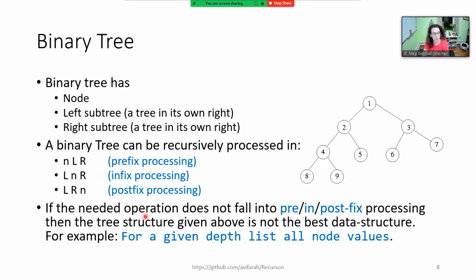Okay. If the operation that we need to do does not follow prefix, infix, or postfix processing, then this tree structure is not the right tree structure. So for example, if the problem at hand is, for a given depth, let's say depth 2, to itemize 4, 5, 6, and 7, then this tree structure is not the correct tree structure. You'll need to come up with a better tree structure for that problem. Does everybody understand my last point?